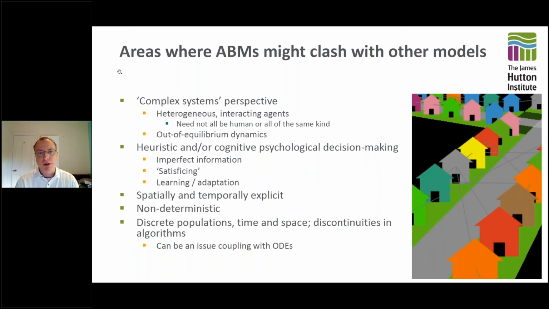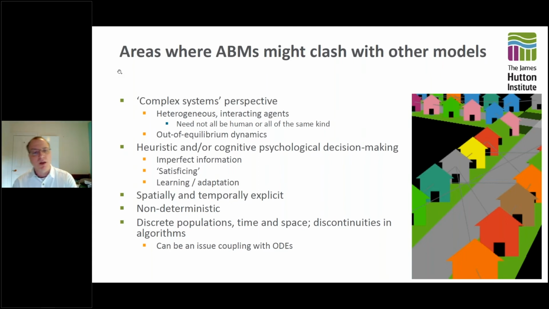Thinking about other areas where agent-based models might clash with other models, agent-based models typically take a complex systems perspective where we have heterogeneous interacting agents and out of equilibrium dynamics. So if your model assumes equilibrium, then we need to talk about how we're going to finesse that when we couple them together.